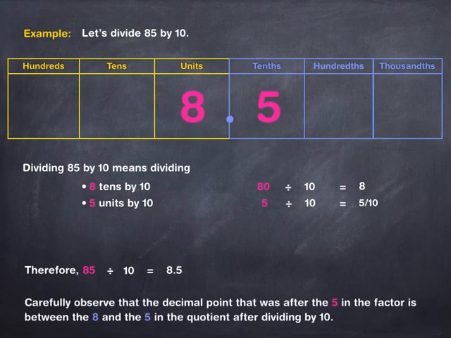Carefully observe that the decimal point that was after the 5 in the factor is between the 8 and the 5 in the quotient after dividing by 10.